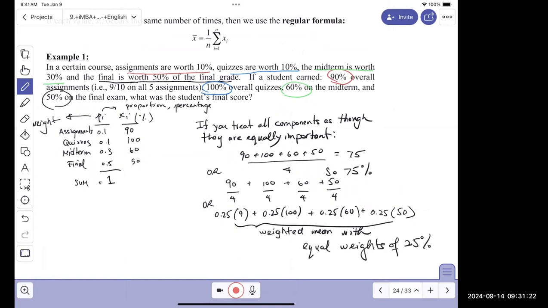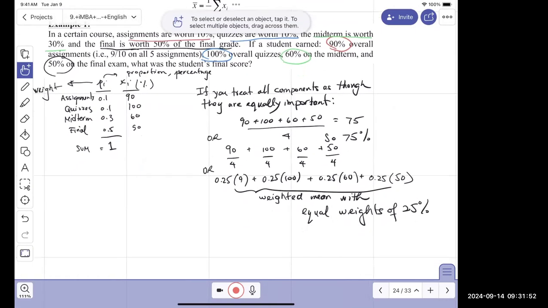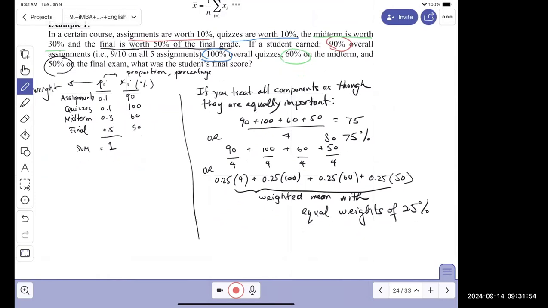So you've treated every component as though it has an equal weight. But in our example, it doesn't. To perform this, you have to pre-weigh each value and then sum them up, but the weights will change. Because the final is worth so much more and the student did so much worse, they're not going to end up with 75%. So let's do this properly over here.